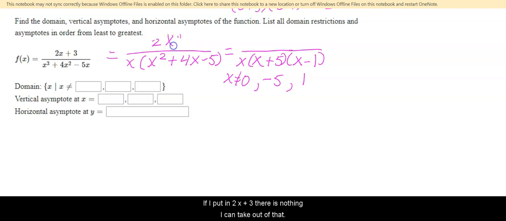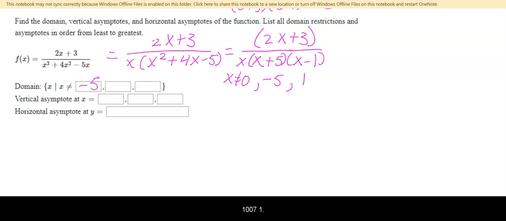If I put in 2x plus 3, there is nothing I can take out of that. Since it does not factor, either the whole factor cancels or none of it cancels. In this case, the numbers I need to throw out from least to greatest would be -5, then 0, then 1. Since none of those factors canceled and disappeared from the denominator, they are all vertical asymptotes at x equals -5, x equals 0, and x equals 1.